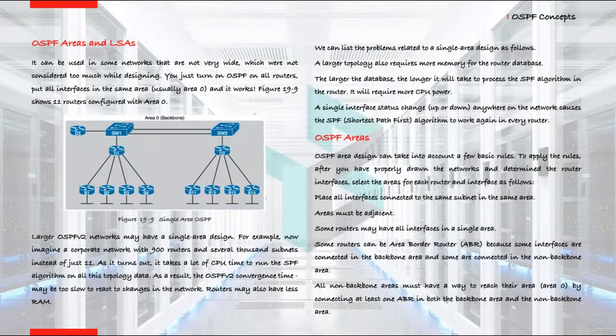On this page, let's talk about OSPF areas and OSPF LSA packets. In some networks that are not very large, a single area can be used when designing. You turn on OSPF on all routers and put all the interfaces in the same area and it works. Larger OSPF networks can also have a single area design. For example, imagine a corporate network with 900 routers and several thousand subnets. In such a topology, the CPU would be very hard pressed to run the SPF algorithm and it would take time to run. As a result, OSPF convergence time can be too slow to react to changes in the network, and routers may also have insufficient RAM.